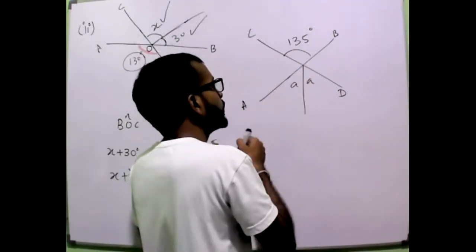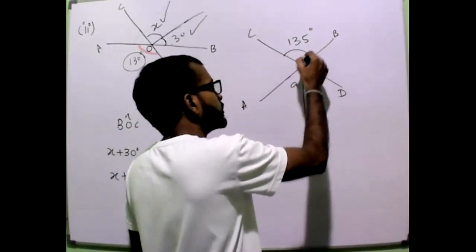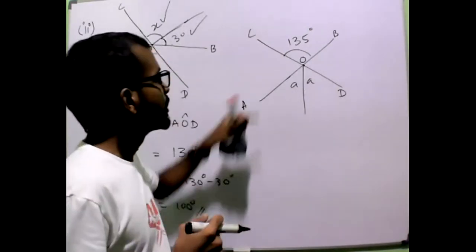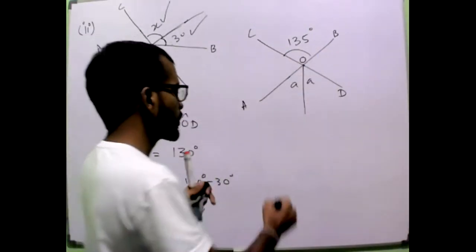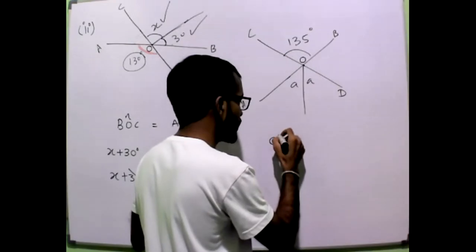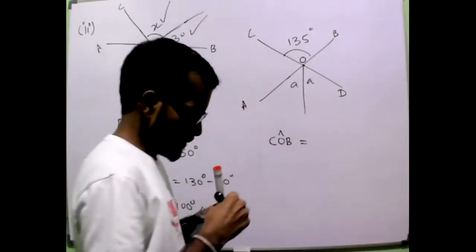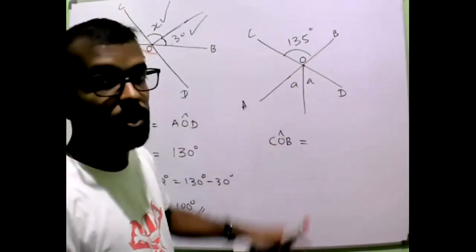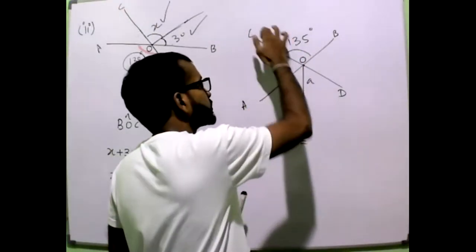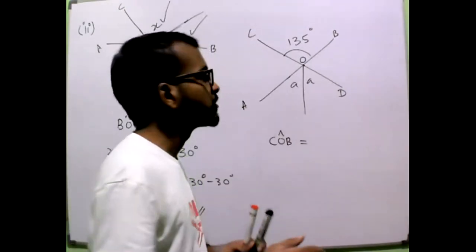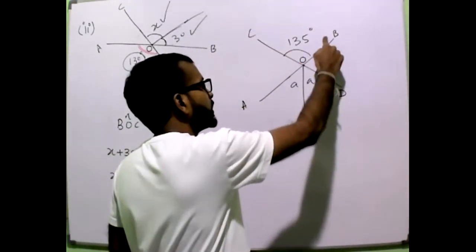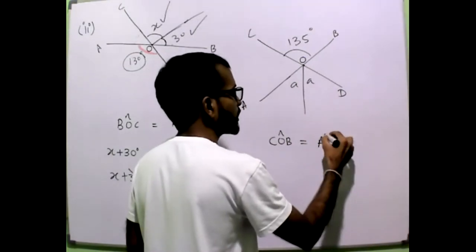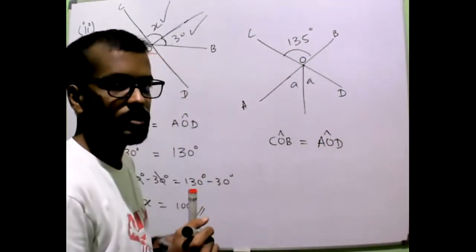Okay. So I will put again this middle point as O, then it is easier for me. So COB. Can I find any vertical opposite angle for COB? Yes. AB and CD are straight lines. Because of that, COB angle equals AOD angle, vertically opposite angles, right?